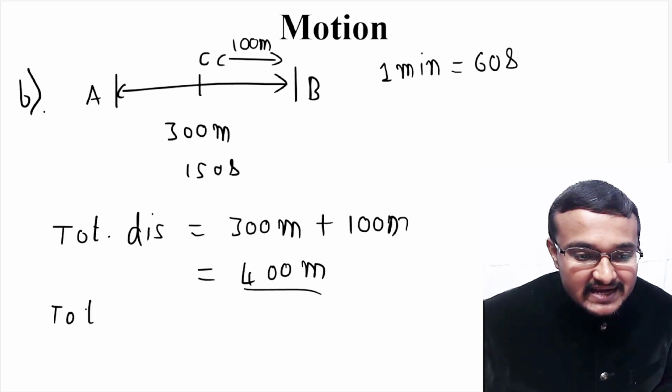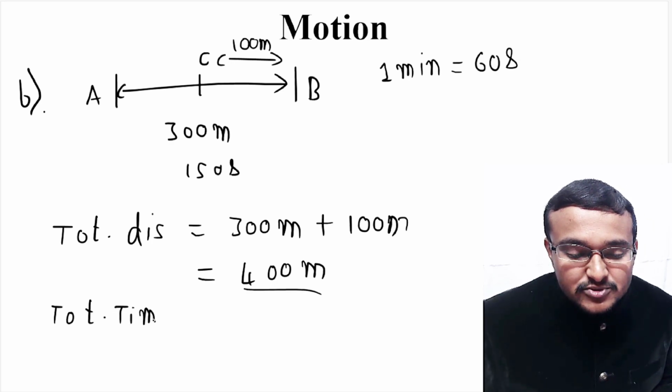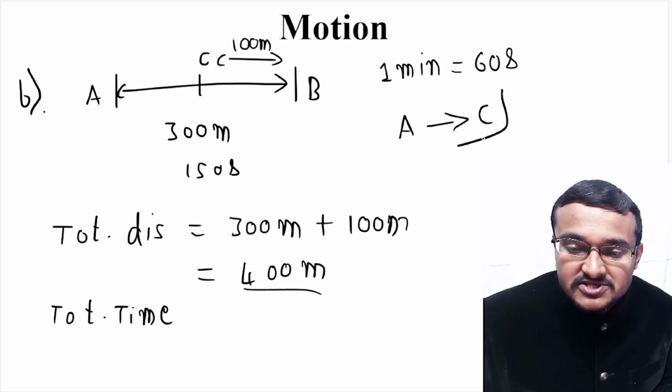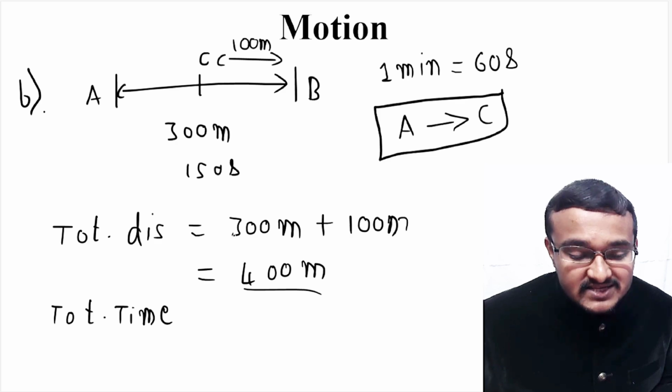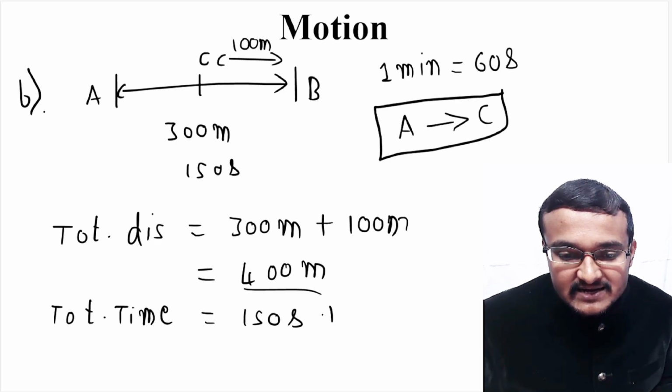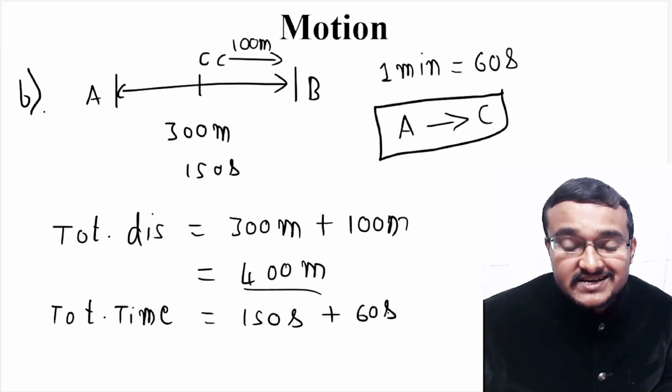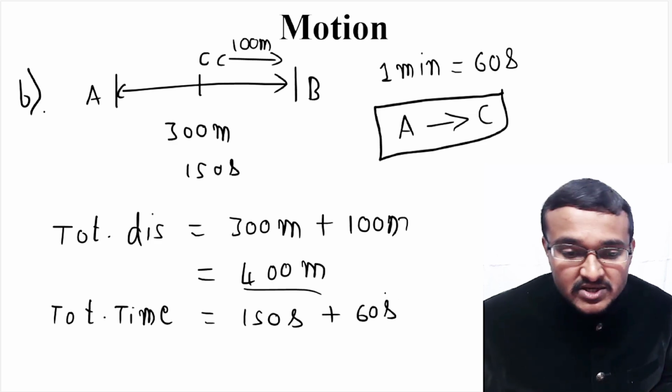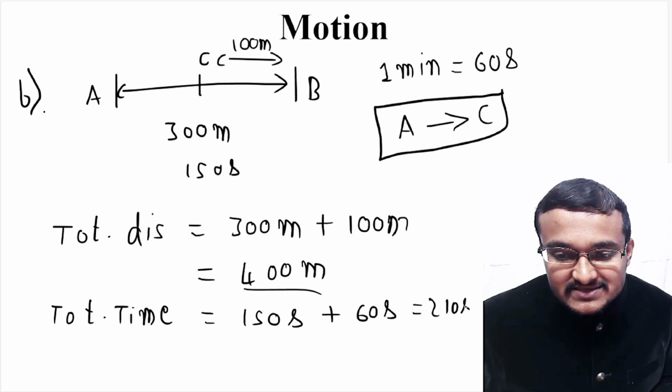So what is the total time taken to reach this particular position C? Because now we are actually calculating average speed and average velocity from position A to position C. So what is the total time? Total time will be equal to 150 second plus 60 second, because he has taken 1 more minute to reach C. So 150 second plus 60 second will be equal to 210 second.